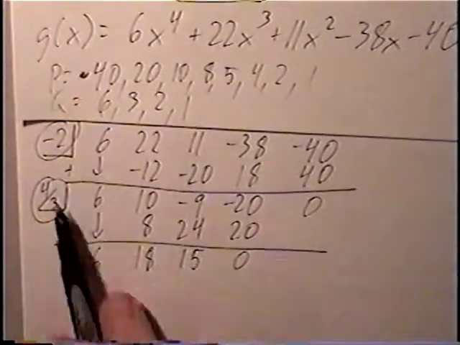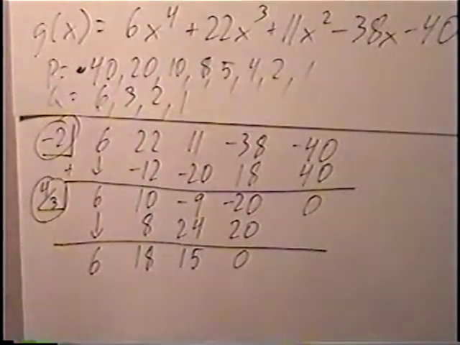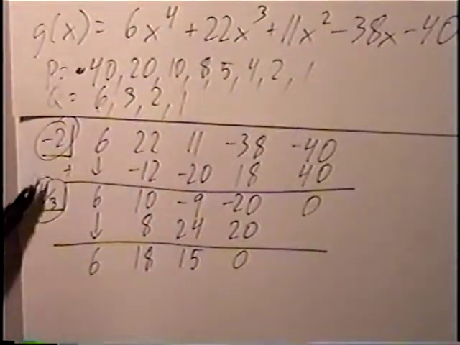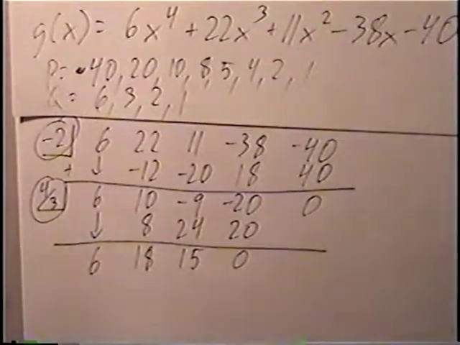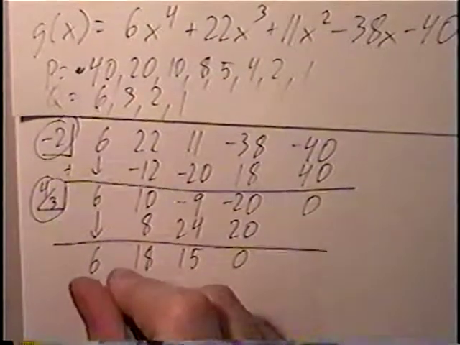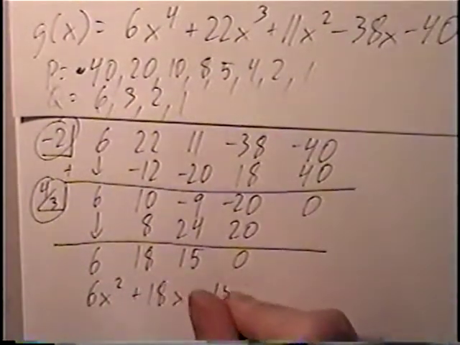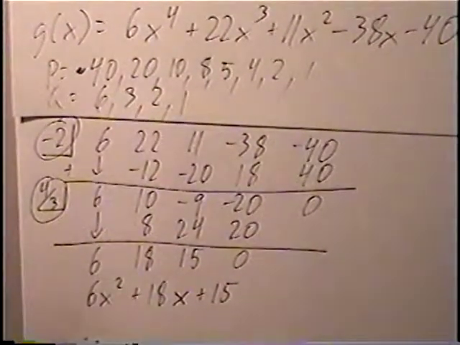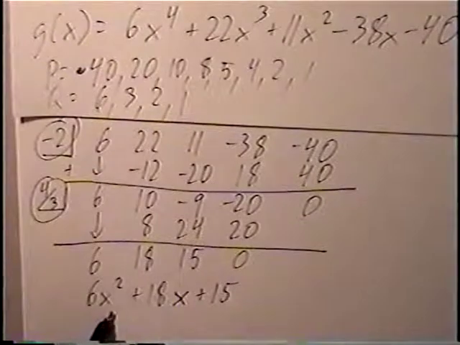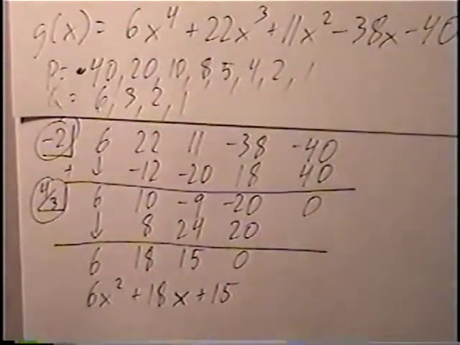From here, once we find a couple zeros, looking back at the function, it was originally x to the 4th. When we divide out one 0, this would be x cubed. Dividing out another 0, this would be x squared. So we'll have 6x squared plus 18x plus 15. Once you find a couple zeros, that drops the function down to x squared. You can try and factor this function, or we could also use the quadratic formula.